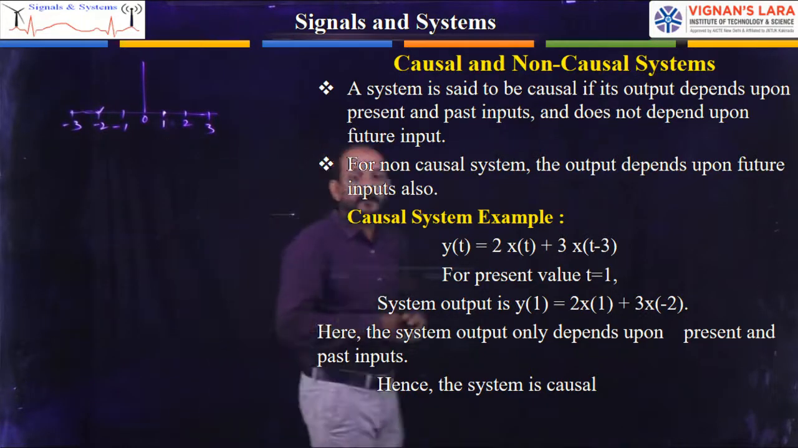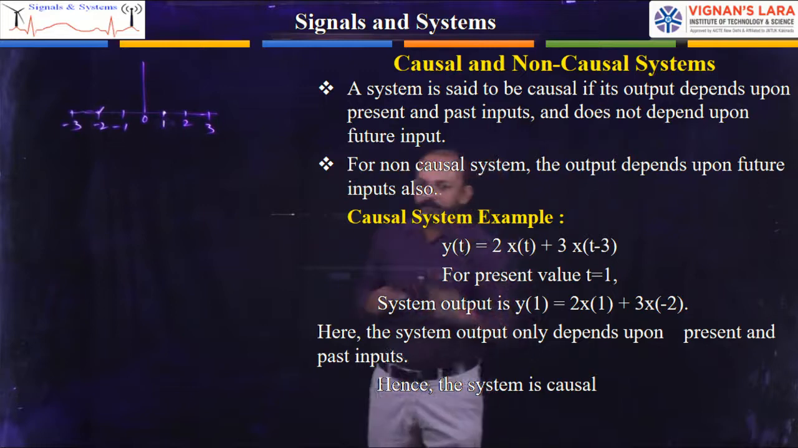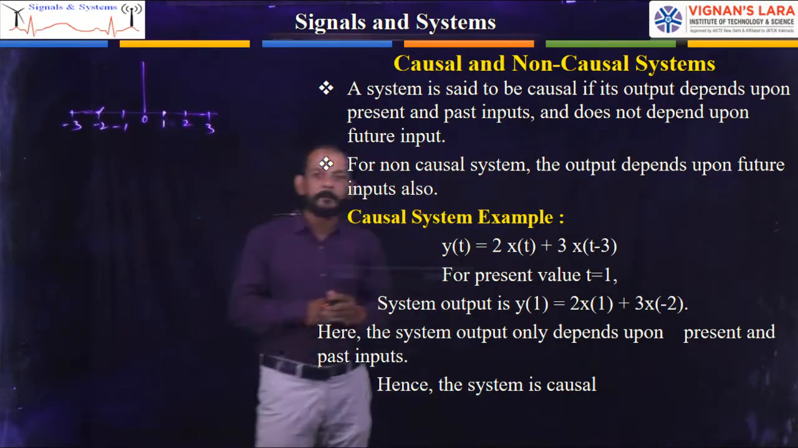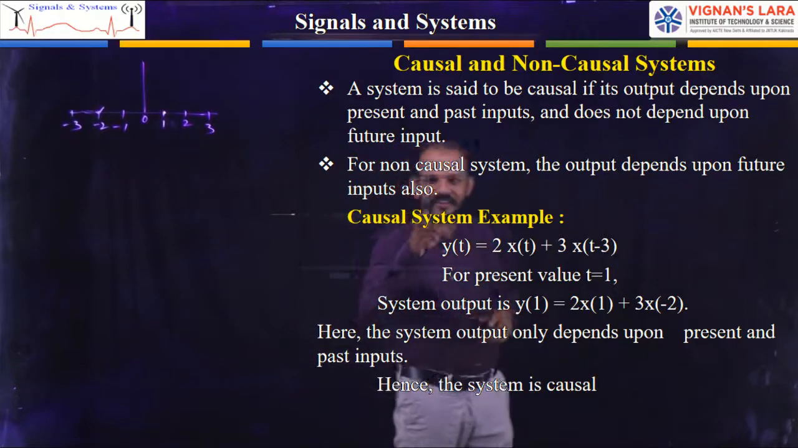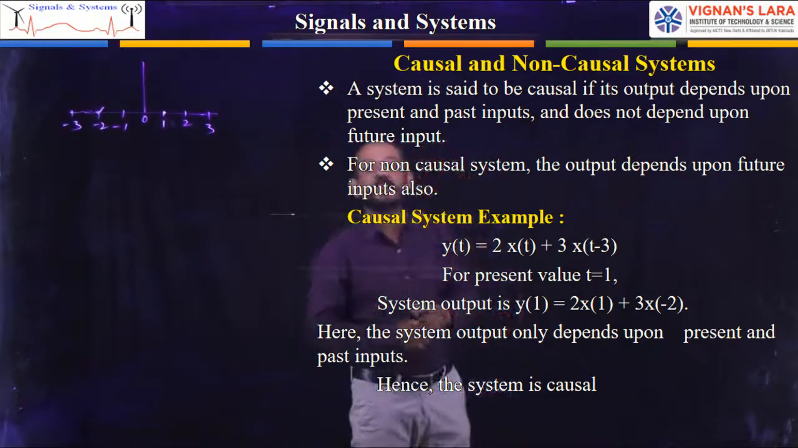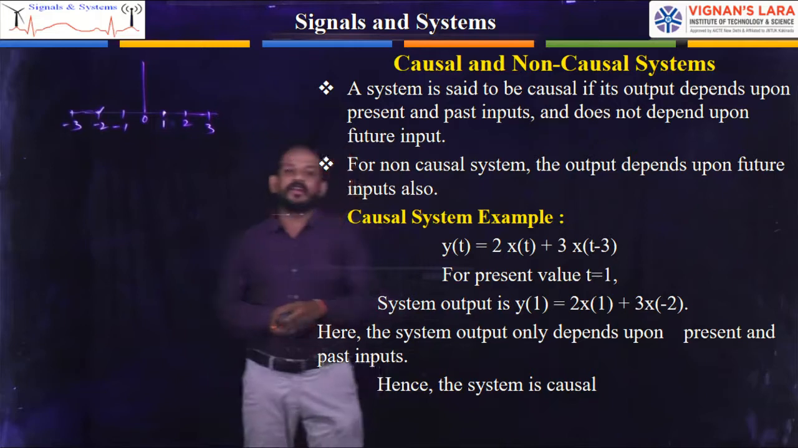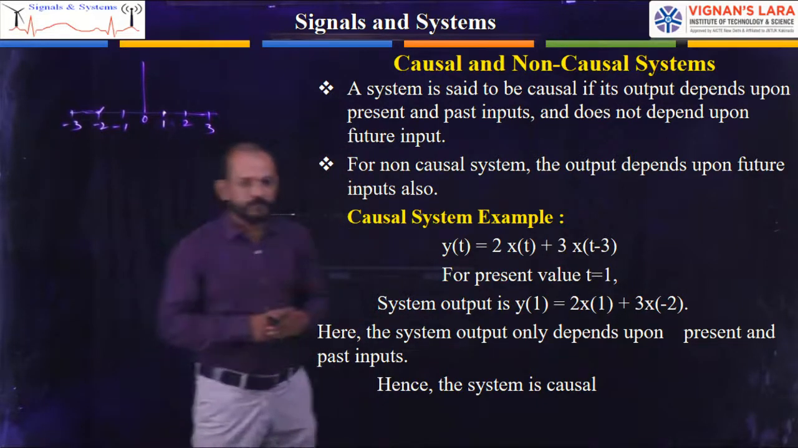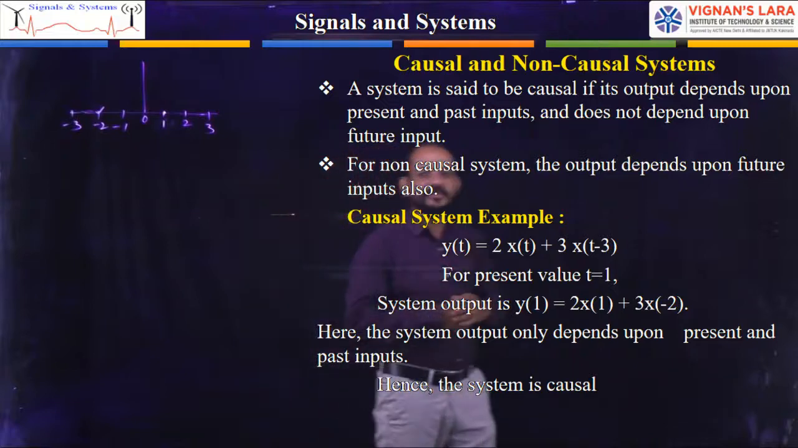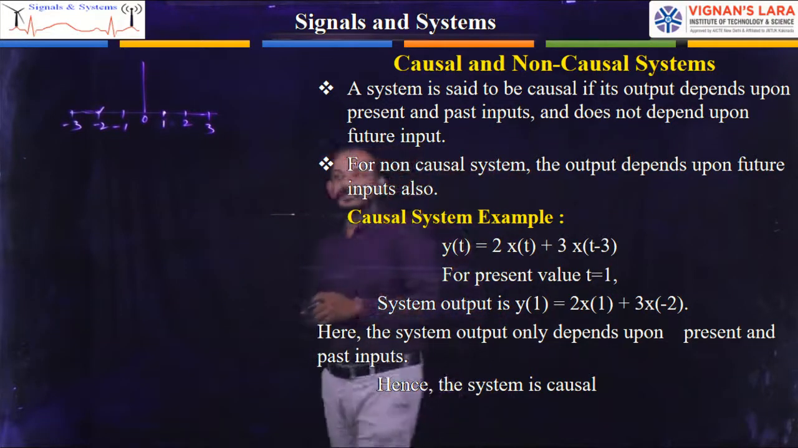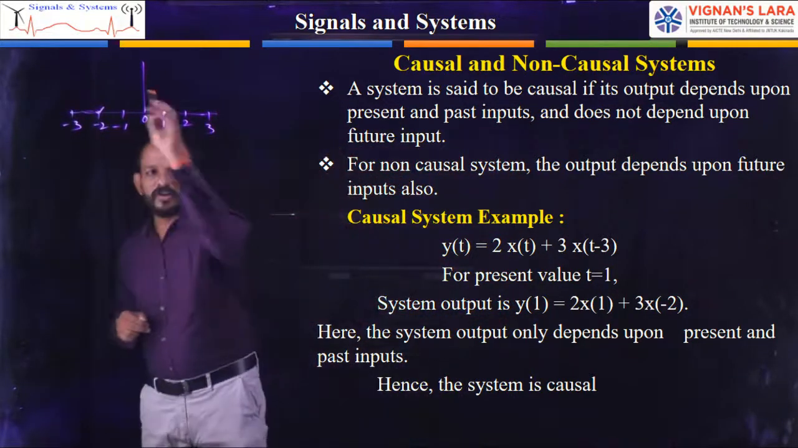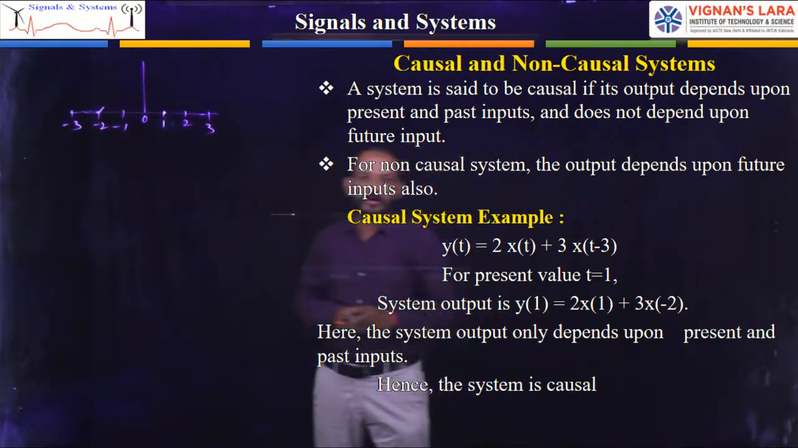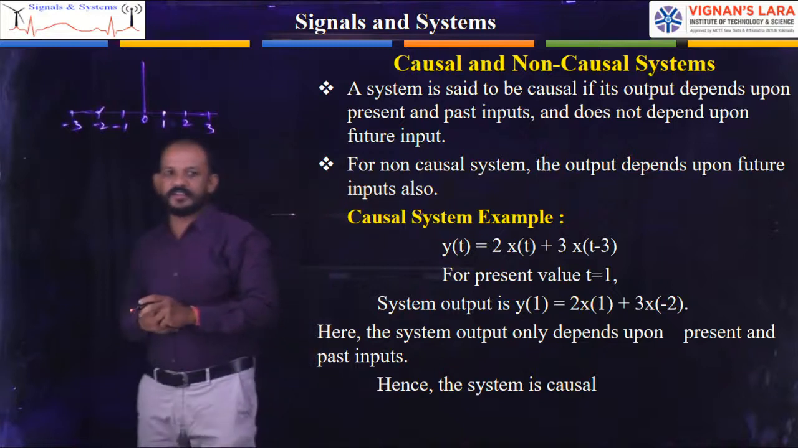That is, the system output depends on present and past. So we can say that the system is a causal system, because whenever the system output depends on present and past values, that is a causal system. Clear? Hence the system output depends upon present and past inputs.